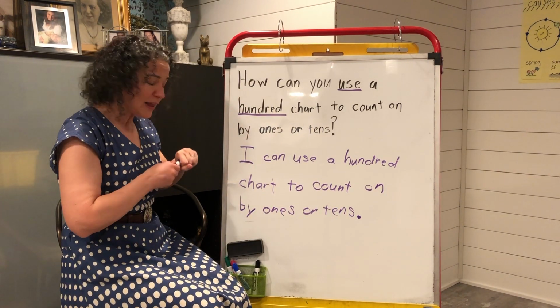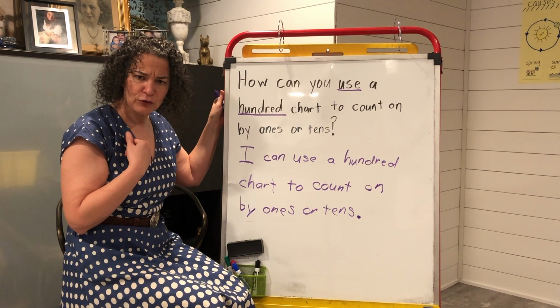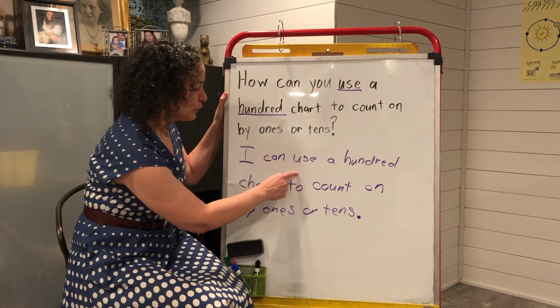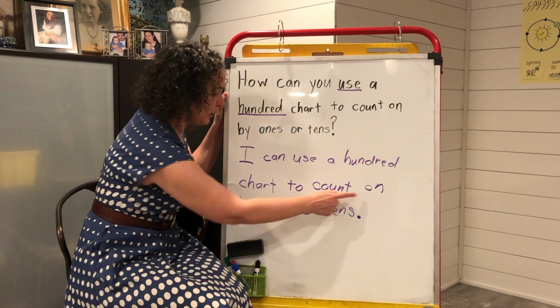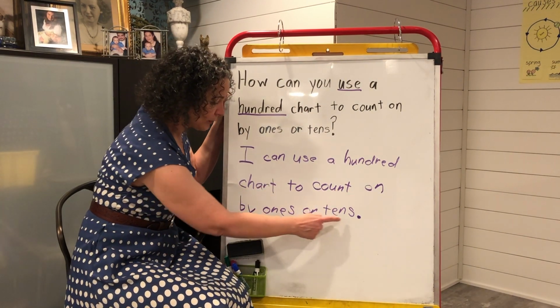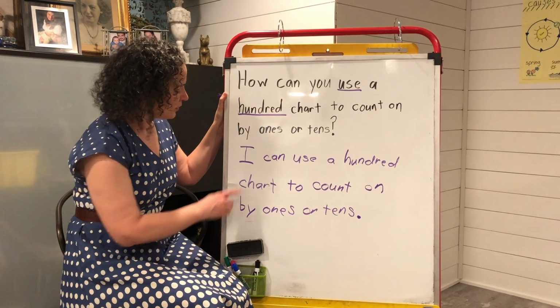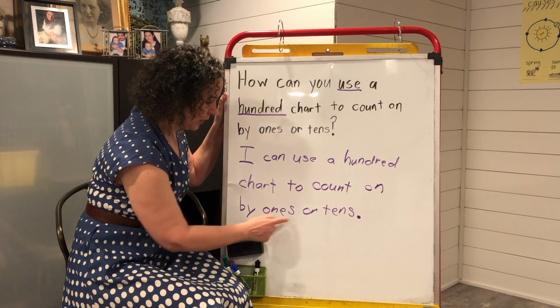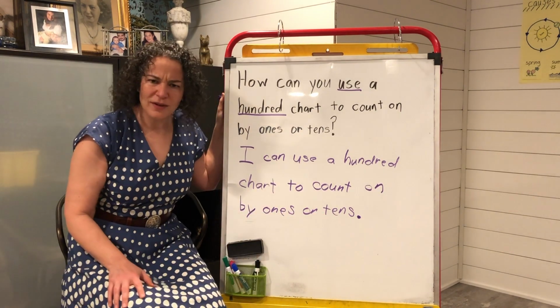All right, my friends, let me read our I can statement. The first time, you read it with me the second time. We good? Fabulous. I can use a 100 chart to count on by ones or tens. Read it with me again, my friends. I can use a 100 chart to count on by ones or tens. Now, what does that mean?